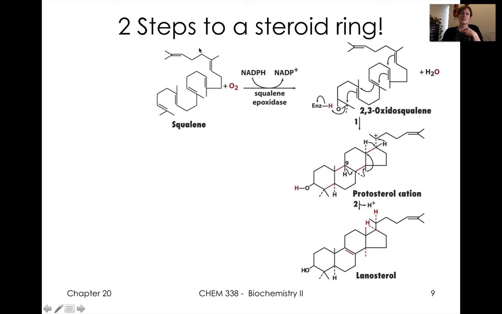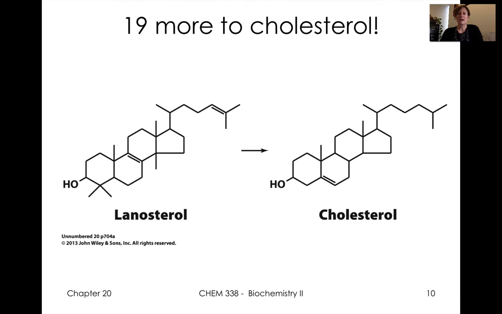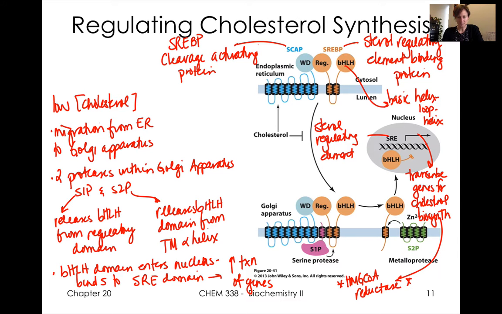Basically, 2 steps to take this afunctional linear squalene molecule and make something called lanosterol that looks very similar to cholesterol. So pretty interesting biochemistry that happens in 2 steps via 1 enzyme to give us this cholesterol precursor. What's kind of interesting now is that we have 19 more steps to basically do a little bit of functionalization here to interconvert lanosterol and cholesterol. We're not even touching that from a metabolic standpoint, but we will spend some time, like I said, talking about how we regulate this biosynthetic pathway.